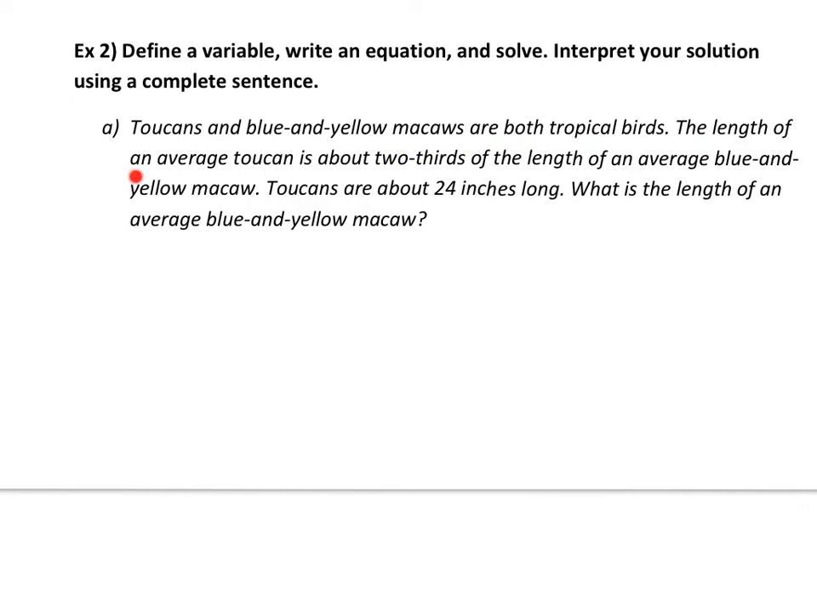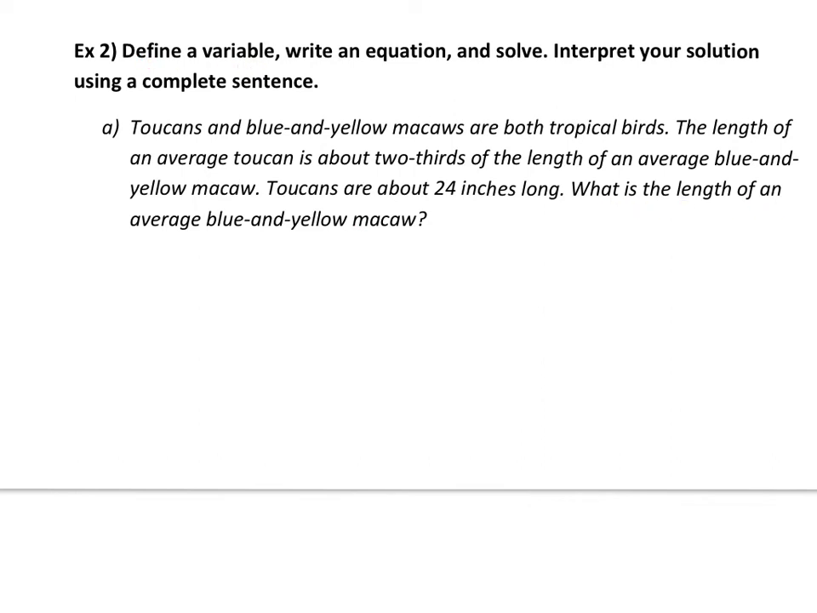The length of an average toucan is about 2/3 of the length of an average blue and white macaw. Toucans are about 24 inches long. What is the length of an average blue and yellow macaw? All right, so again, define your variable.